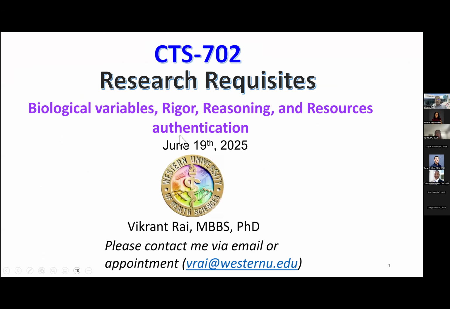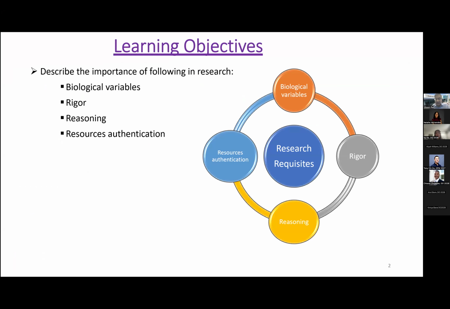So it will be about the biological variables, rigor, reasoning, and resource authentication. So first thing we need to understand in this lecture is how we have to select the biological variables, what is rigor of the research, what is the reasoning in the research, and how we can authenticate the resources which we are using in the project which we are working on.